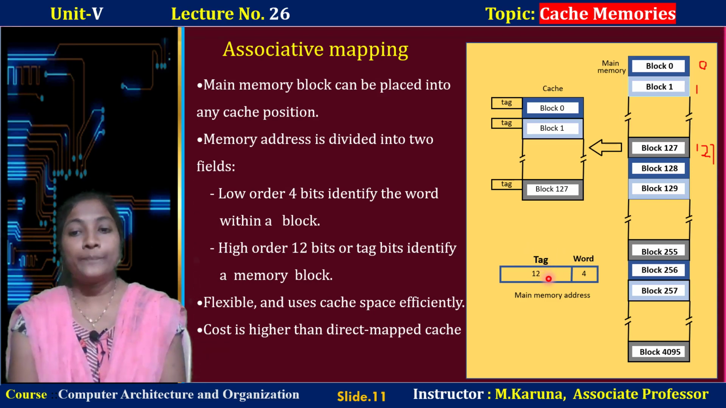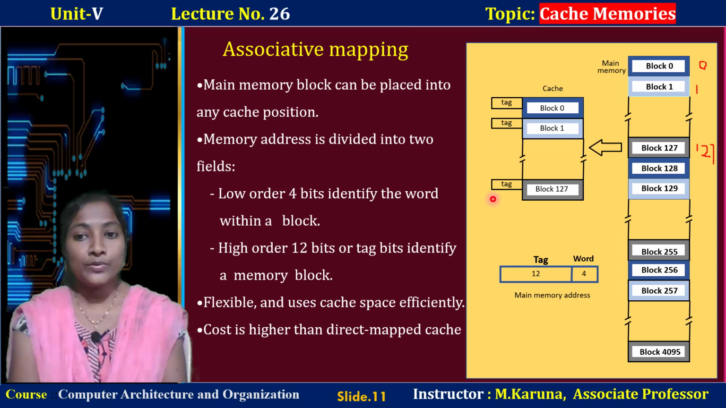Here, to point to all the blocks from main memory, tag bits are used. 12 tag bits, 2 power 12, that means 4095 blocks can be accessed with the help of these tag bits. See, memory address is divided into two fields. Lower order 4 bits are used to identify the word within a block, and higher order 12 bits or tag bits are used to identify the memory block.